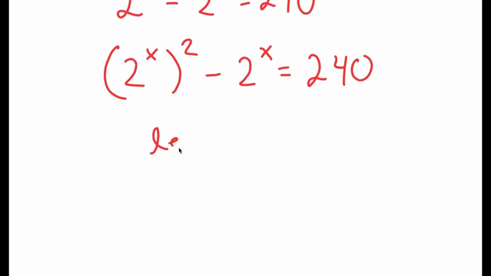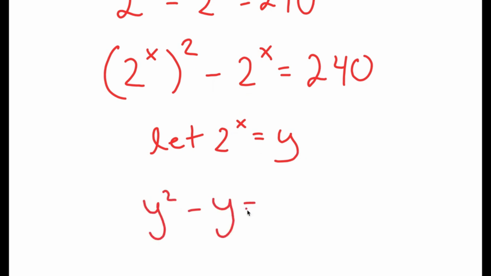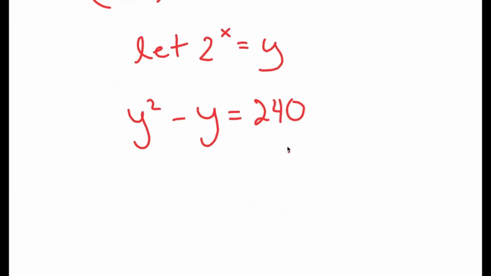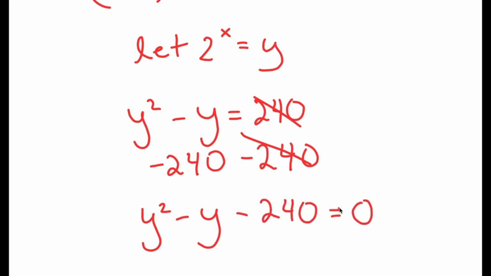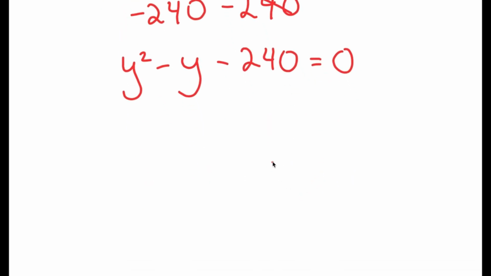Now from here, I'm going to let 2 to the power of x equal to the variable y. So if I substitute in y for 2 to the power of x, I get y squared minus y is equal to 240. And now I can subtract 240 on both sides. So these two cancel out and I get y squared minus y minus 240 is equal to 0. So what I have here is a quadratic equation.